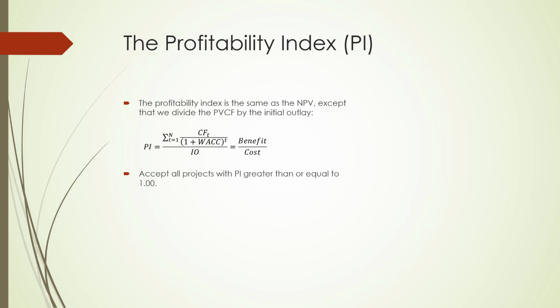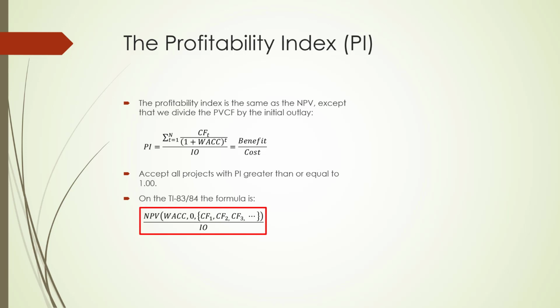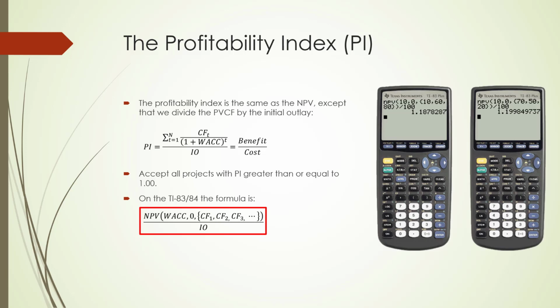So again, the idea is that we accept projects where the benefit exceeds the cost, and that means that the profitability index is greater than or equal to 1. Now, there is no built-in function on your calculator for profitability index. However, remember, all we want here is the present value of the cash flow. So we're going to tell the calculator that our initial outlay is 0, and that will give us the present value of the cash flows. So you take the NPV function, divide that by the initial outlay, and you get your profitability index.